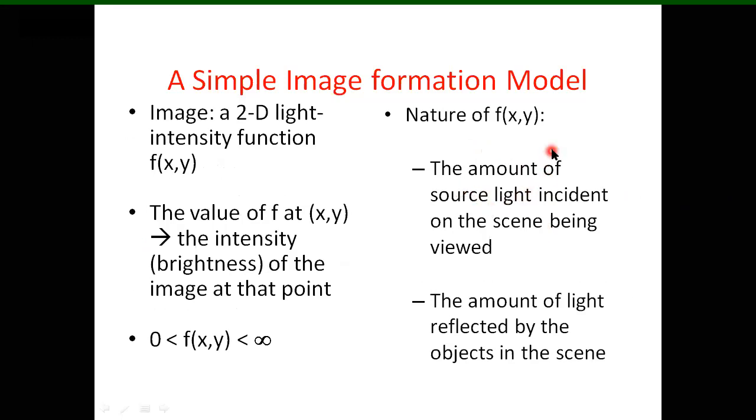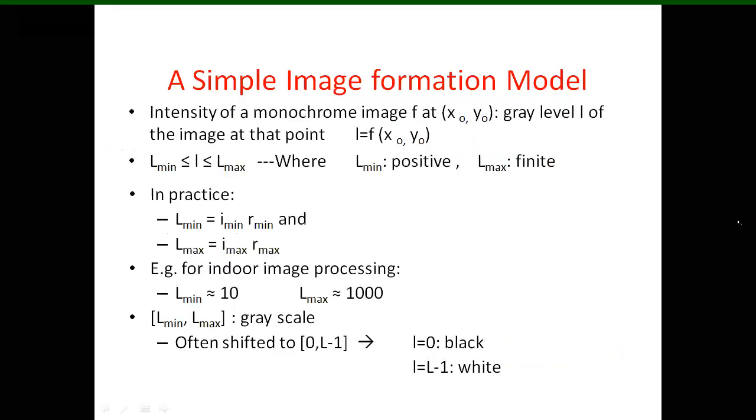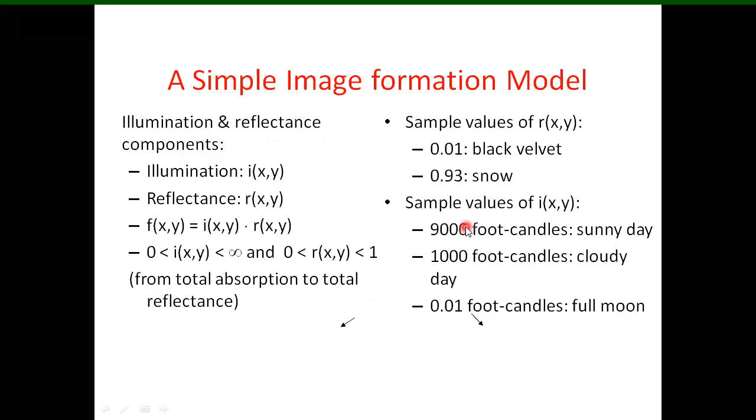Now the nature of f(x,y). Suppose you take f(x,y) as an image point, 1 pixel. Then there is the amount of source light incident on the scene being viewed, and the amount of light reflected by the objects in the scene. These are the illumination and reflectance components, represented as i(x,y) and r(x,y). The illumination range is between 0 and infinity, and the reflectance range is between 0 and 1.